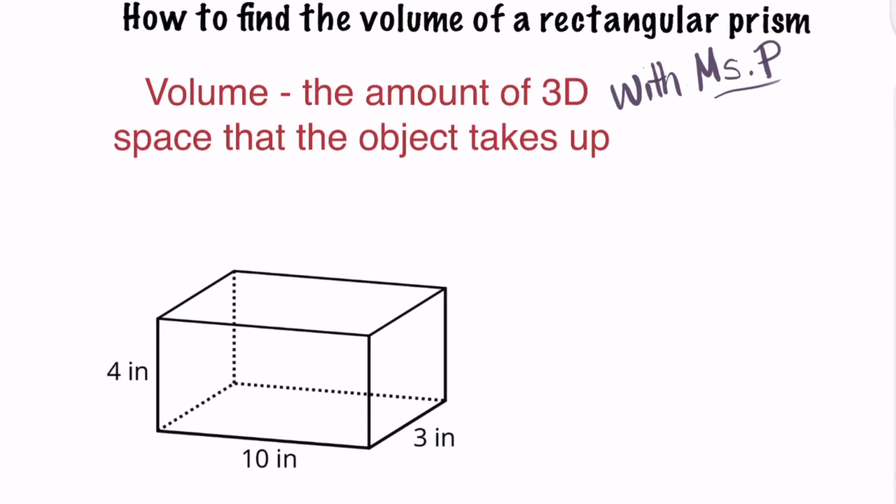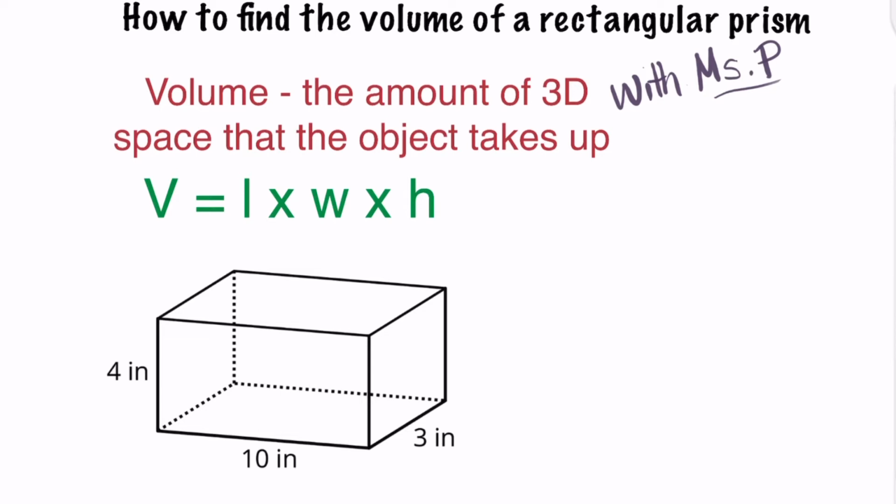So in this case, with a rectangular prism like we have here, we want to know how much three-dimensional space is taken up by the object. How do I find the volume? Well, to find the volume, we can use a fairly simple formula. Volume equals length times width times height.